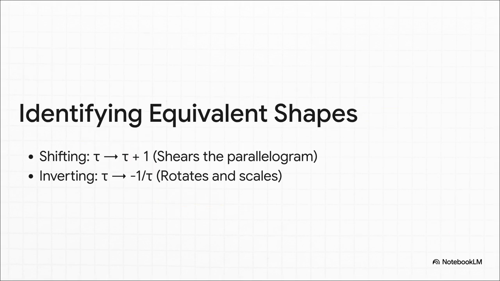These modular transformations are the reason we need that special region. You can take your shape parameter, tau, and just add 1 to it. This is like shearing the parallelogram. But the torus you build from it, it's identical. Or you can do this more complicated trick, sending tau to -1 over tau. Again, same torus. The fundamental domain is specifically designed to pick just one representative from all these families of shapes that are secretly the same.